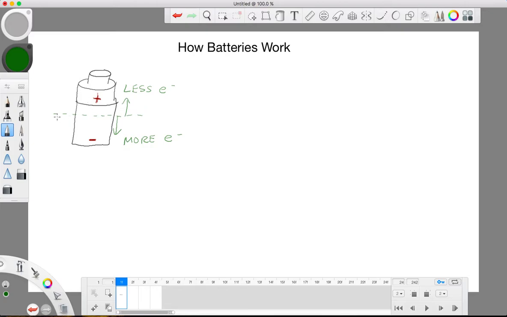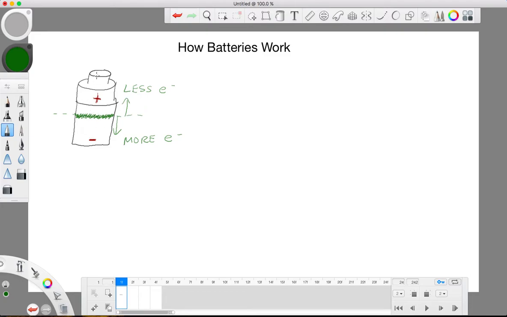So what basically happens is there's a physical barrier somewhere in the middle here that physically separates those two sides. Okay, so you have more electrons in this case in the bottom half of the battery, and you have less on the top. And there's a physical barricade in the middle, so the electrons cannot simply just travel from the negative to the positive side. It's kind of a chemical barrier, but I'll explain that in a second.